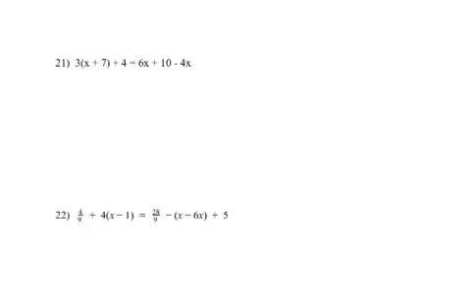Alright, moving right along. First thing I'll do is distribute my 3. So 3x plus 3 times 7 is 21, and bring down your plus 4. On the other side, I'm just going to rewrite that.